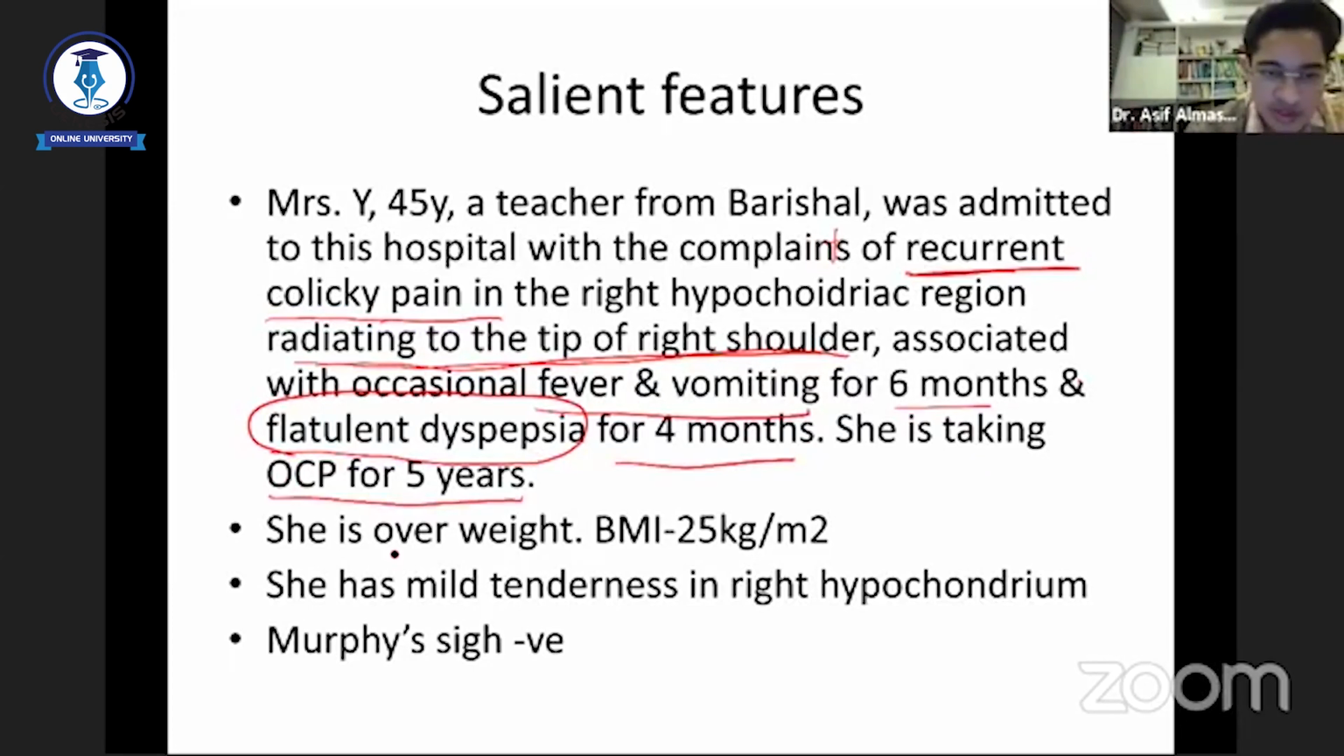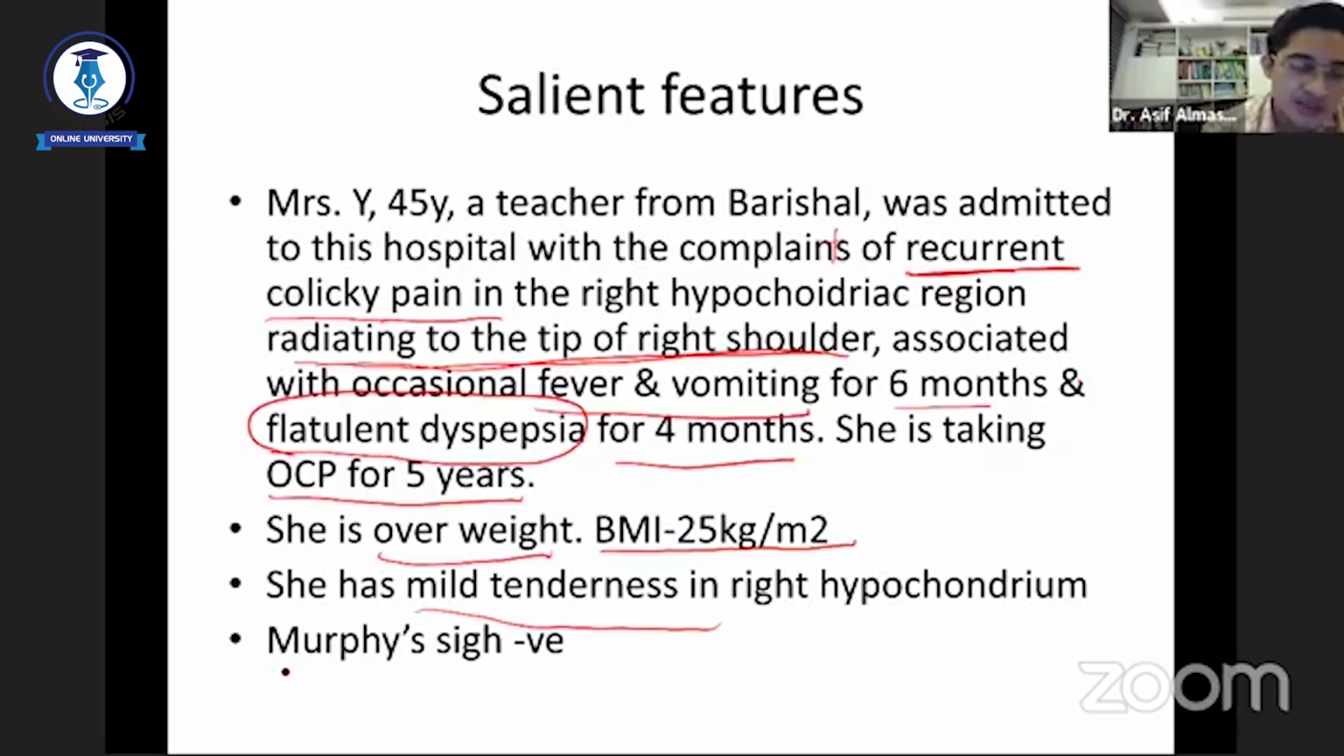On general examination, the patient is overweight. This is probably the only finding that I have, which may support the diagnosis of cholecystitis. The patient has a BMI of about 25 kg per meter square. If you can find out the BMI, that's very good. That gives you some extra marks. She has mild tenderness. There may or may not be any tenderness in the right hypochondrium, especially if the patient is having chronic cholecystitis. There is usually no tenderness in the right hypochondrium.